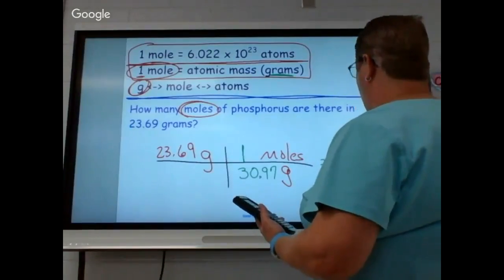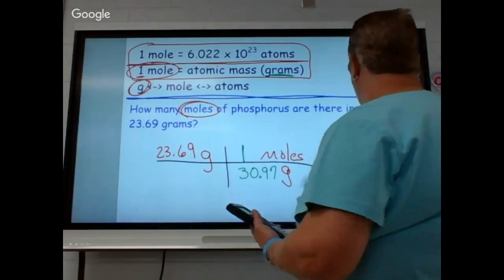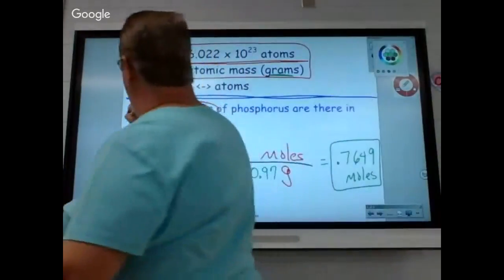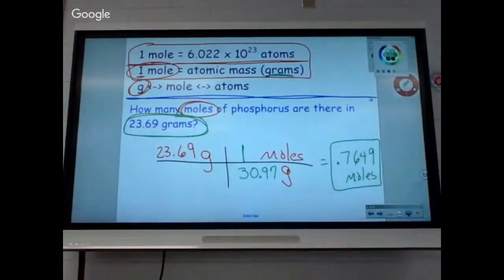Nice. Now, why did I put 4 numbers in my answer? That's how many significant digits I have in the problem. I only look at my given data. That's what they gave me, and that's what I use. We don't use what's on the periodic table because I put 4 numbers.